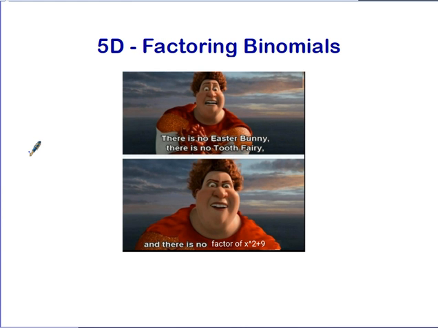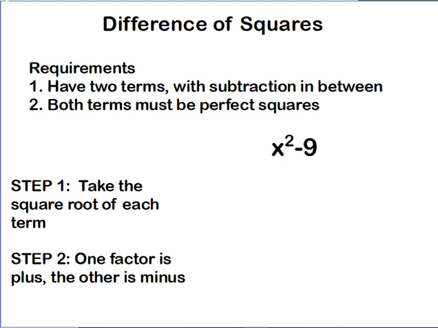Lesson 5D, we're going to look at how to factor binomials. So that is things with two terms. There are what are called special cases. There are two different special cases that we can look for. One of them is called a difference of squares.